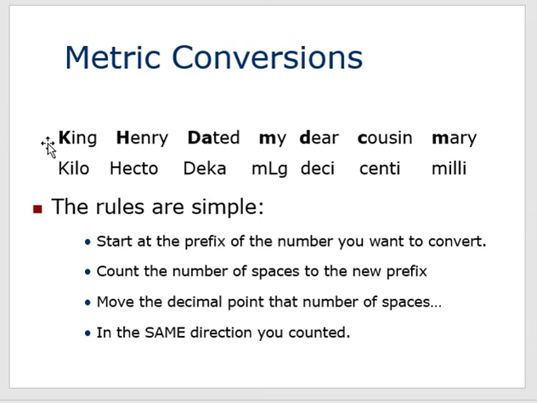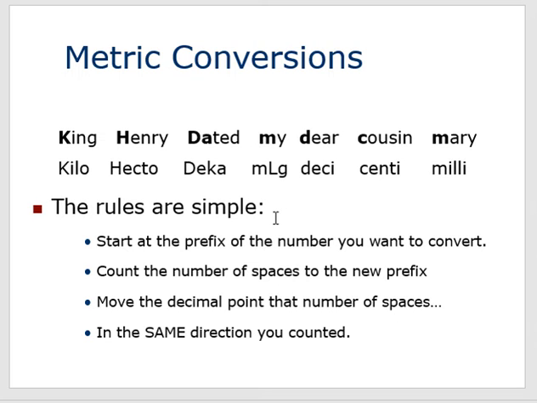I use the memory clue King Henry dated my dear cousin Mary. Mrs. Saunders uses the memory clue kids have dirty underwear during certain moments, and the U of underwear refers to the base unit. In this case, either one works, but it's which one you want to use. King Henry dated my dear cousin Mary is the one that I'll be using, but I'll try and spin the kids have dirty underwear during certain moments as well.